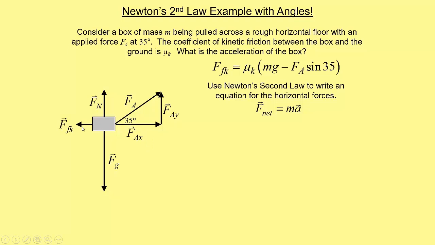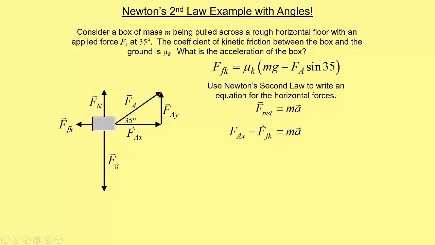Well, they're pointing in opposite directions, so that means we have to subtract them. But which one do we subtract from which one? Well, again, look at your force diagram. In a conventional coordinate system, F of AX, which is pointing to the right, would be positive. F of FK, which is pointing to the left, would be negative. So if we want to follow the conventional coordinate system where to the right and up are positive and to the left and down are negative, we would write the net force as F of AX minus F of FK.